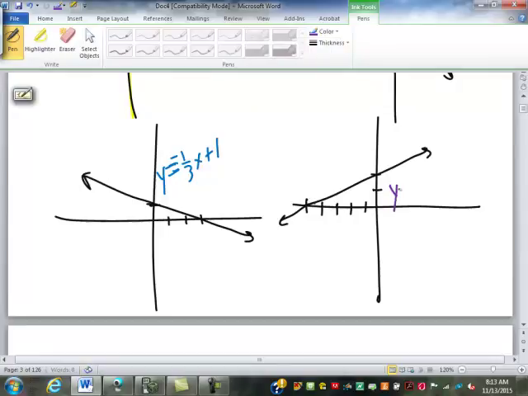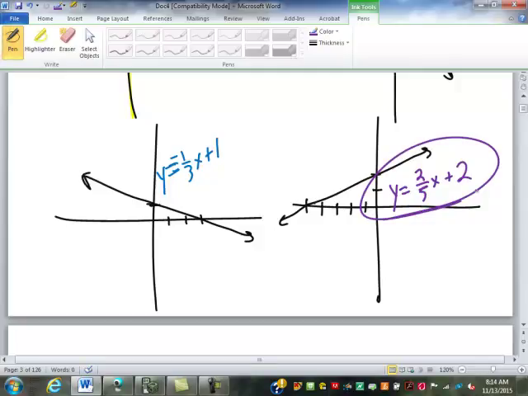Second one, what do we get? Y equals 2/5 x plus 2. How many of you got that? Any questions? We're good?